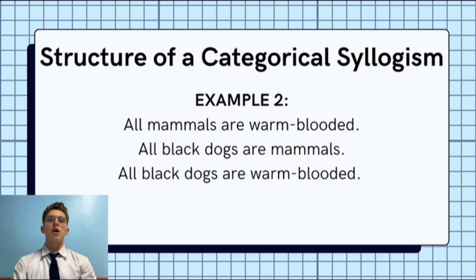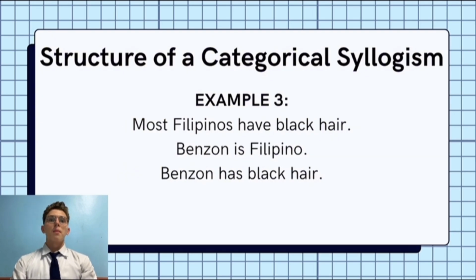Example 2. All mammals are warm-blooded. All black dogs are mammals. All black dogs are warm-blooded. In the next example, the major term or the predicate term is warm-blooded. The minor term or subject is black dogs and the middle term is mammals. Example 3. Most Filipinos have black hair. Benzon is Filipino. Benzon has black hair.